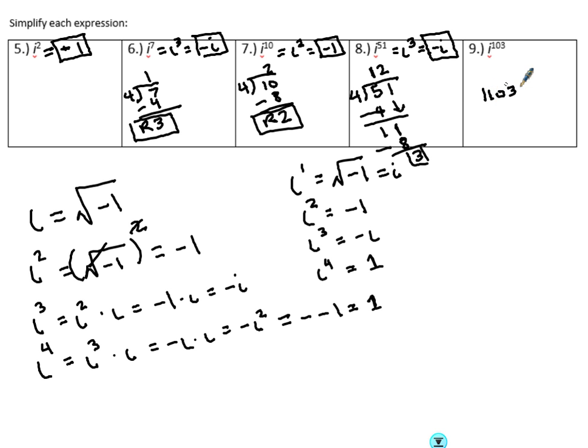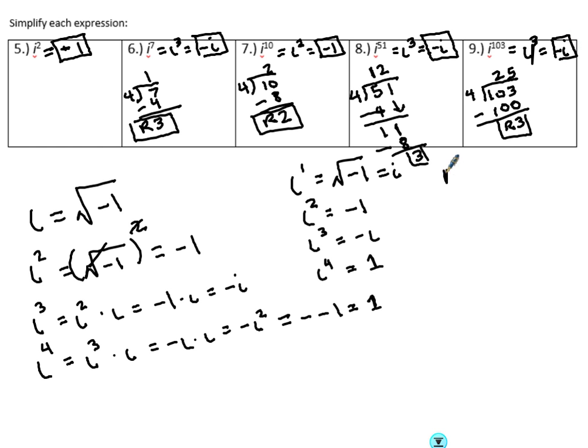103 divided by 4 will give us 25 with a remainder of 3. So i to the 103rd is the same as i to the third, which is -i.